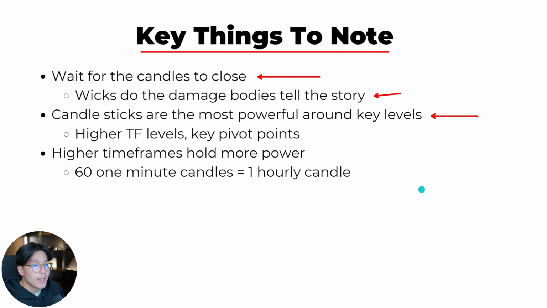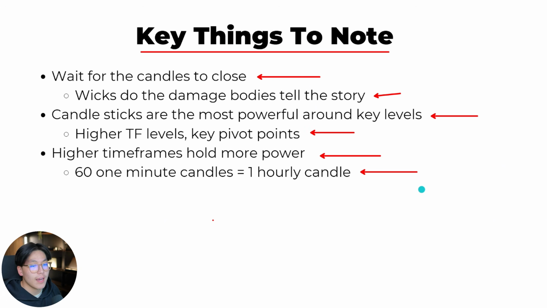Number 2, candlesticks are the most powerful around key levels. So I talked about these candlesticks and these patterns are very good, but what matters is the context and where the candles are in relation to the higher time frames. And the best key areas to look out for are the higher time frame key levels and also key pivot points on the chart. Another thing to mention is that higher time frames hold more power. 60 1-minute candles equates to 1 hourly candle. So if you have a 3-bar reversal on a 1-hour candle, it's going to be a lot more powerful than a 3-bar reversal on the 1-minute time frame.